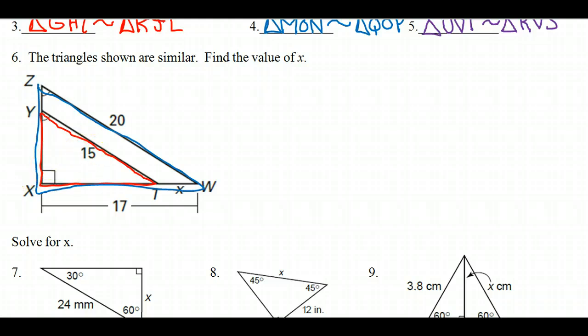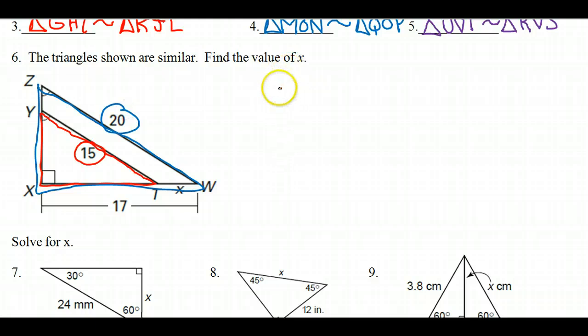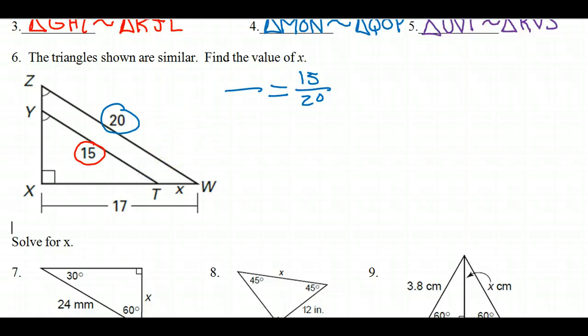So looking at the small triangle, we have the 15, and that's going to correspond with the 20 on the bigger triangle. So that gives us one fraction, 15 over 20. Okay, so we're doing small over big right now, 15 over 20. Uh-oh, okay, this is going to be tricky. We haven't really done one very much like this before. So this is going to be a little tricky for you guys to understand.